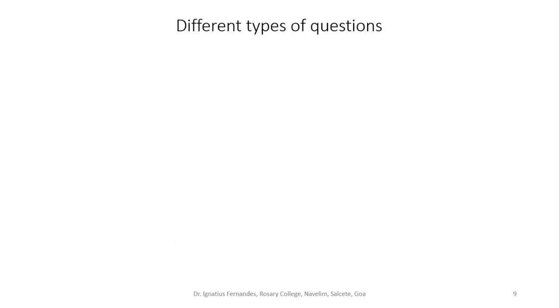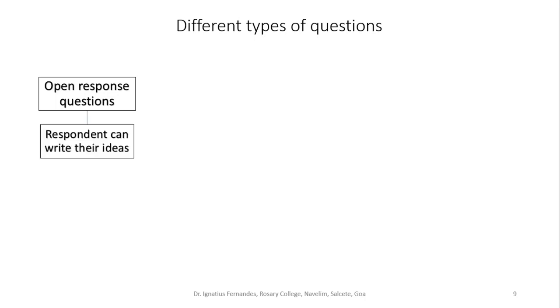Now, there are different types of questions involved when you're framing a questionnaire. One is the open response question, where you're asking a person to write their own ideas. It can be anything. Suppose I want feedback about my product. I'll ask a respondent to just write in this many words their opinion about this particular product. So there are no restrictions from your side in what they are writing. You're just asking them for maybe a short answer or a long answer.